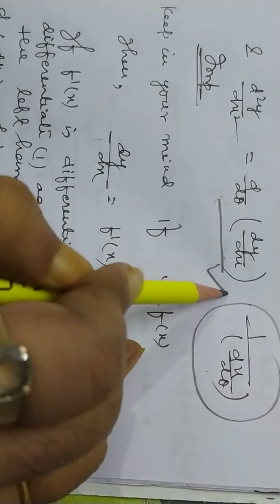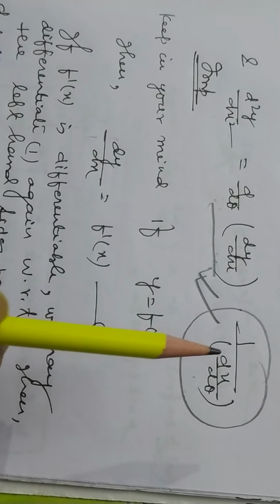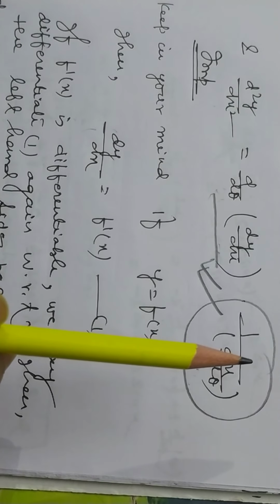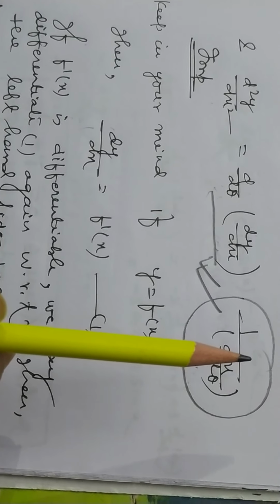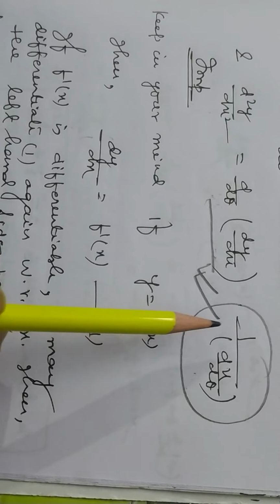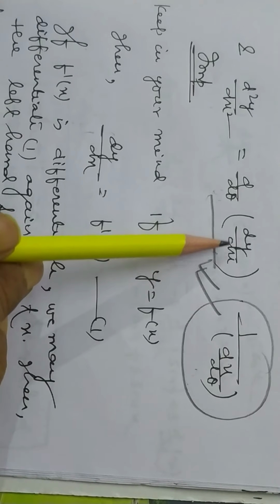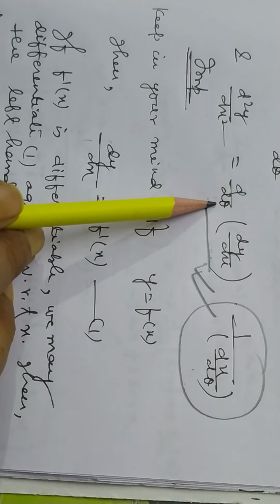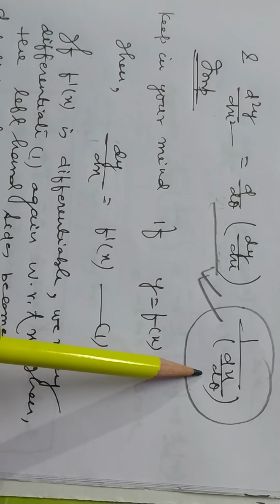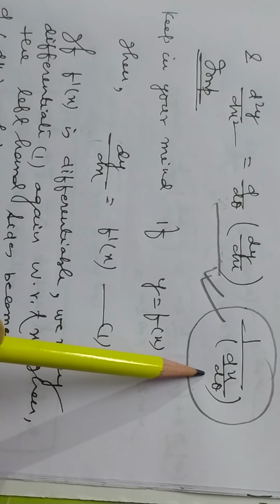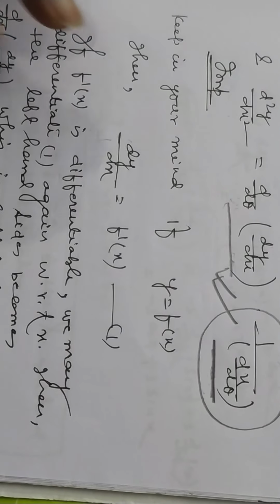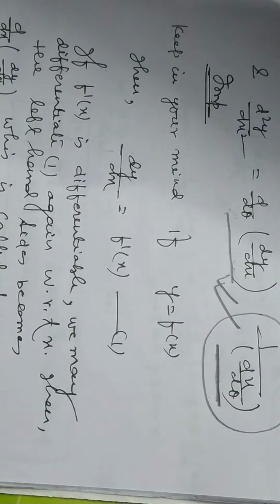So in this way, this is very, very important. Problems of second order derivative will be asked in the examination. So my dear student, you must keep this in your mind. We differentiate dy by dx with respect to theta, then theta with respect to x, and d theta by dx can be written as 1 by dx by d theta. So in this way, we can solve the problem of parametric form.